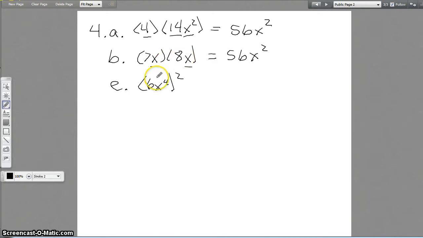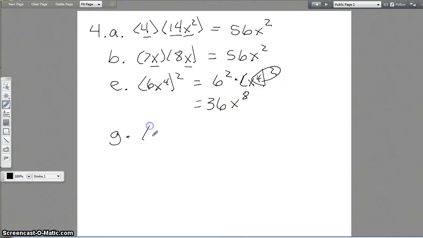Now remember, when you have things in parentheses that you're squaring, if you're multiplying all the things in the parentheses, we can break that out and say 6 squared times x to the 4th squared. Well, 6 squared is 36. X to the 4th squared, we multiply these exponents, is going to be x to the 8th. Let's jump down to part G, which has ax to the a multiplied by bx to the b.